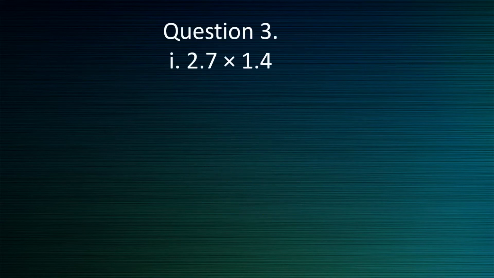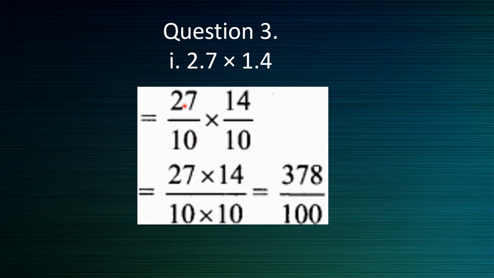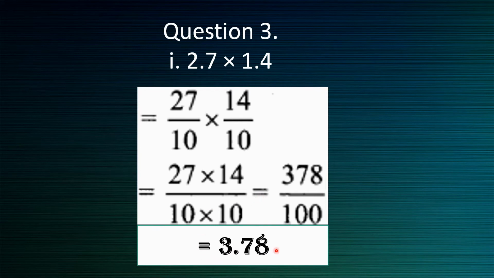Question number 3. First one is 2.7 multiplied by 1.4. First we will convert these decimal fractions into common fractions. We get 2.7 equals 27 upon 10, and 1.4 equals 14 upon 10, and then we will multiply. Here you can see 27 upon 10 multiplied by 14 upon 10. Now 27 multiplied by 14 upon 10 multiplied by 10. 27 multiplied by 14 equals 378, and 10 multiplied by 10 equals 100. So your answer will be 3.78.